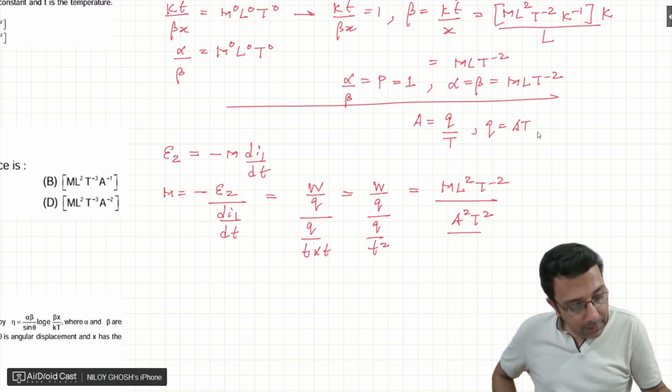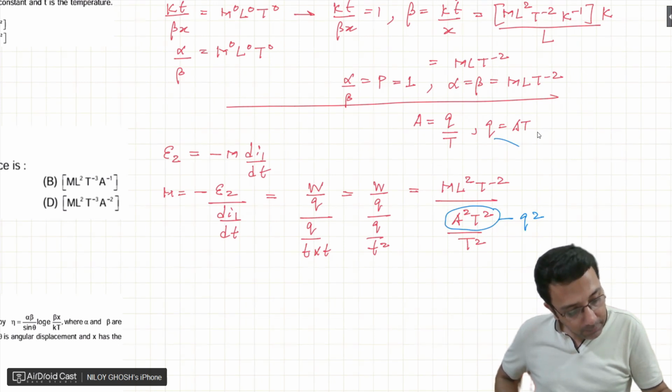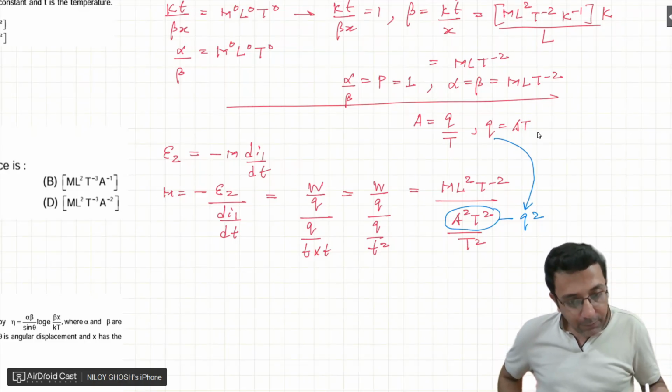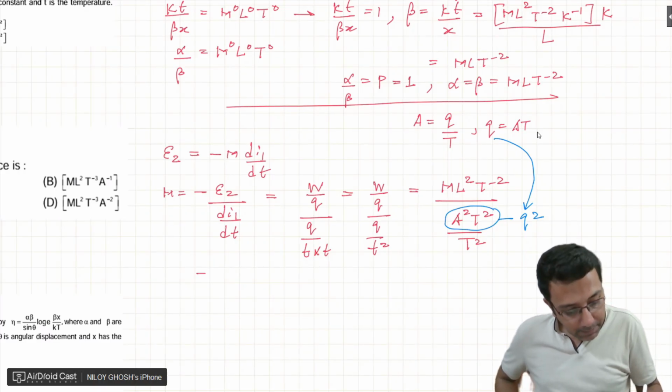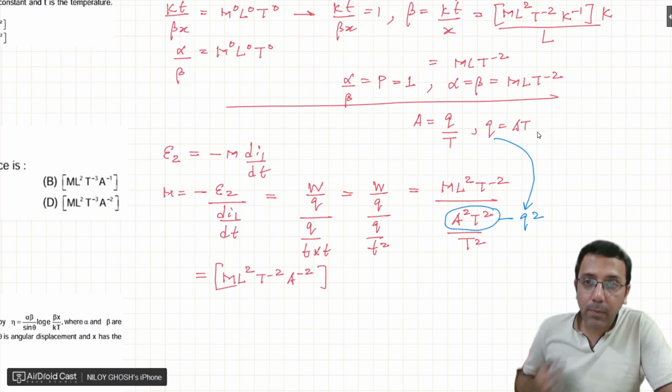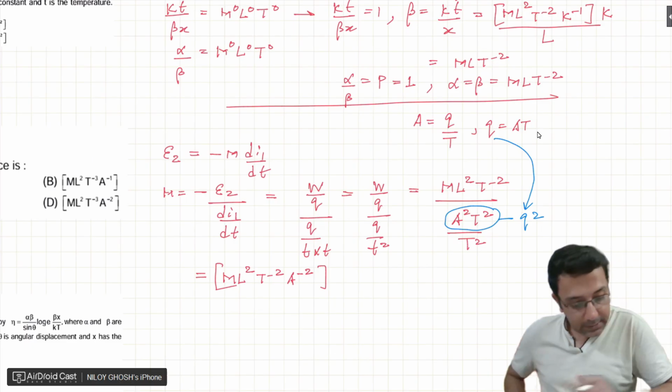Okay. Divided by T square. So here you can see that this particular term is nothing but Q square. That has come from here. Okay, this has come down like this. So now if you further simplify this, it takes the shape M becomes equal to M L square T minus 2 A minus 2. Okay, that is the dimensional formula for mutual inductance.